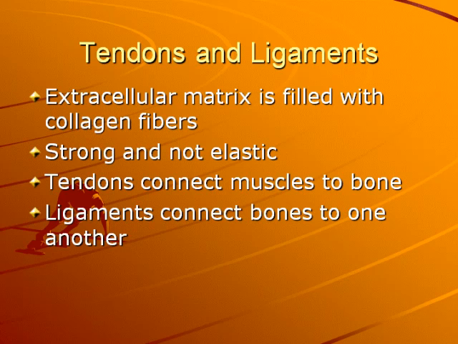Tendons and ligaments are filled with collagen fibers. That collagen is what makes up the most of the extracellular matrix. It's strong, very durable, not as elastic as most people would think. Tendons connect muscles to bone. Ligaments connect bones to one another.